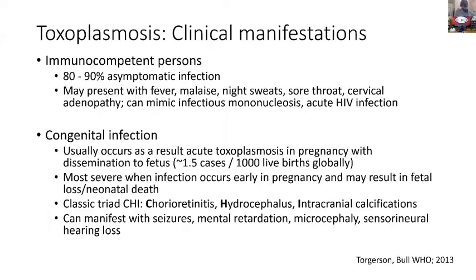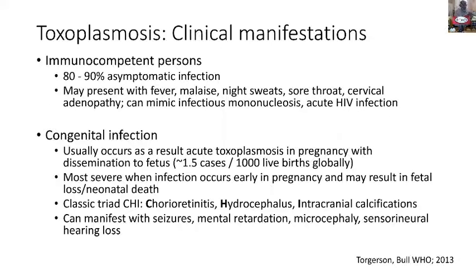Toxoplasmosis in a child usually occurs as a result of acute toxoplasmosis in pregnancy. So a mother who was not previously infected with toxoplasmosis acquires the organism, and the rate of toxoplasmosis in the unborn child is about 1.5 cases per 1,000 live births. And these outcomes are more severe the earlier the mother gets it. So the earlier the stage of pregnancy, the more severe the manifestations are likely to be.